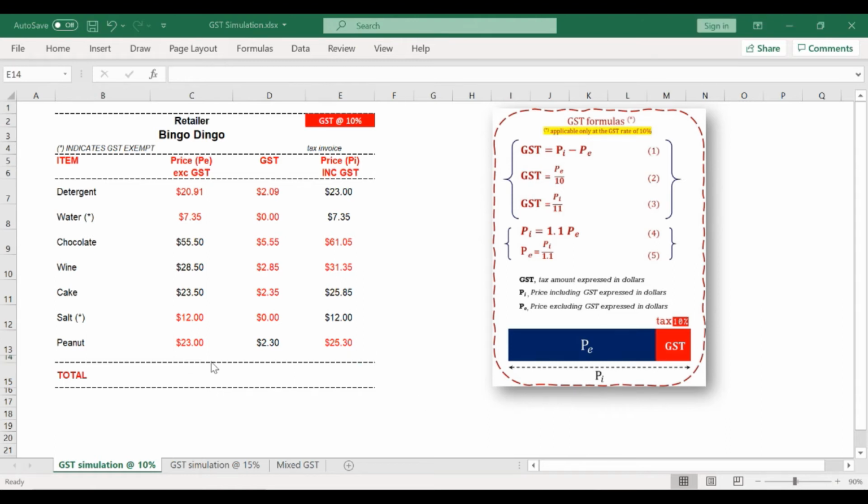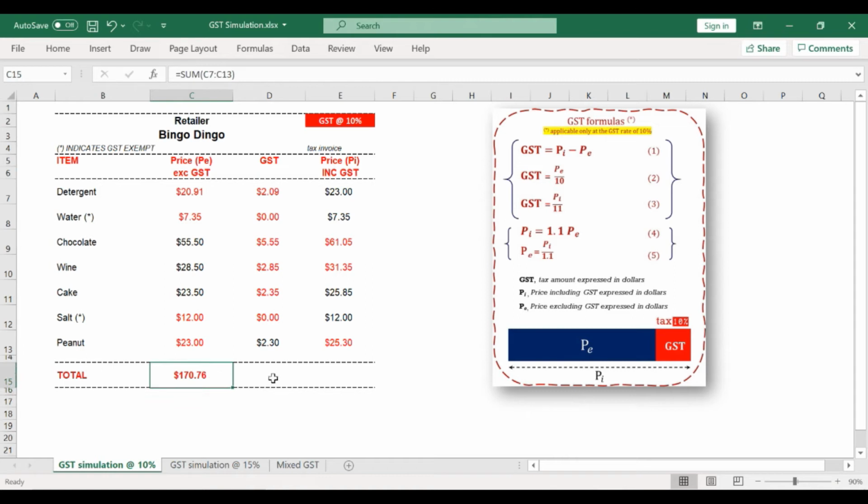Now let's do the total. To do the total, we simply have to run a sum for each of the columns. So we can simply sum the information in column C, and it gives me a total of $170.76, being the price of all the items before GST.